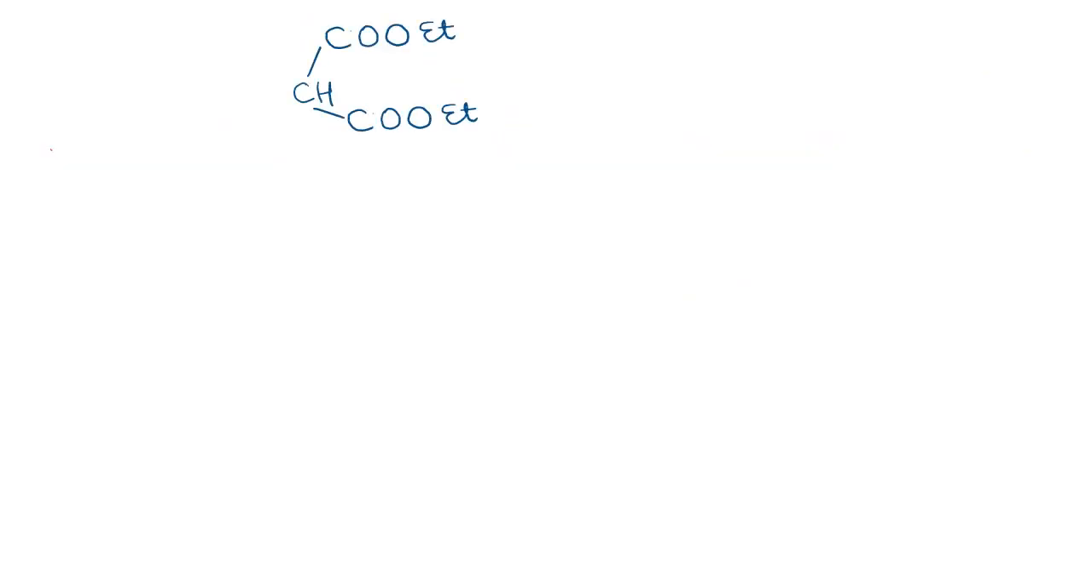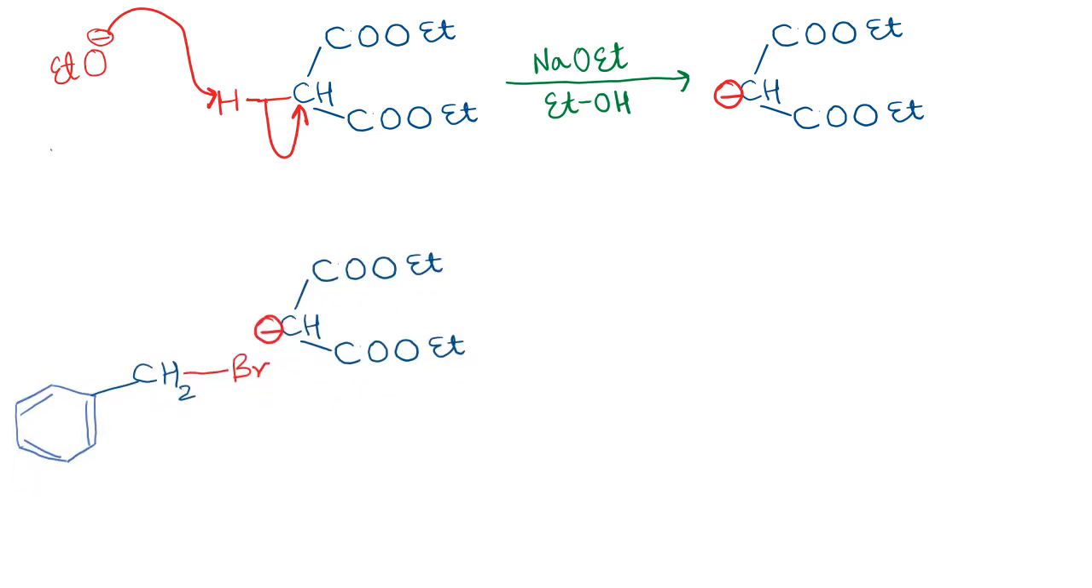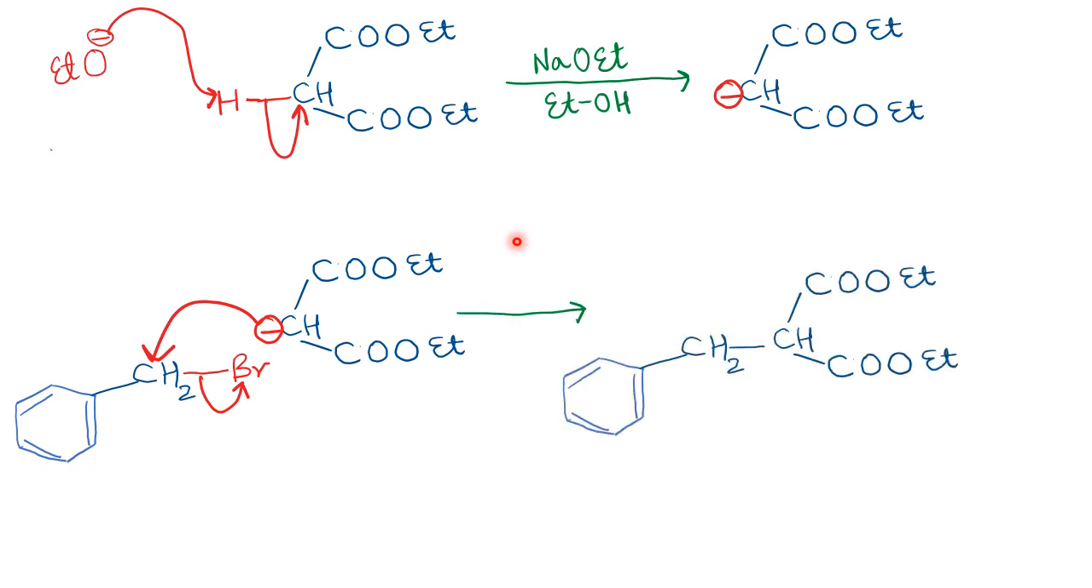To start with, what you will do is use diethyl malonate, a suitable base, sodium ethoxide, take out the proton, make the carbanion, and this carbanion now reacts with benzyl bromide, this carbon being electron deficient. CH minus will attack on this carbon. When you make one, you break one, and you are getting the final product. This is how we complete the synthesis.